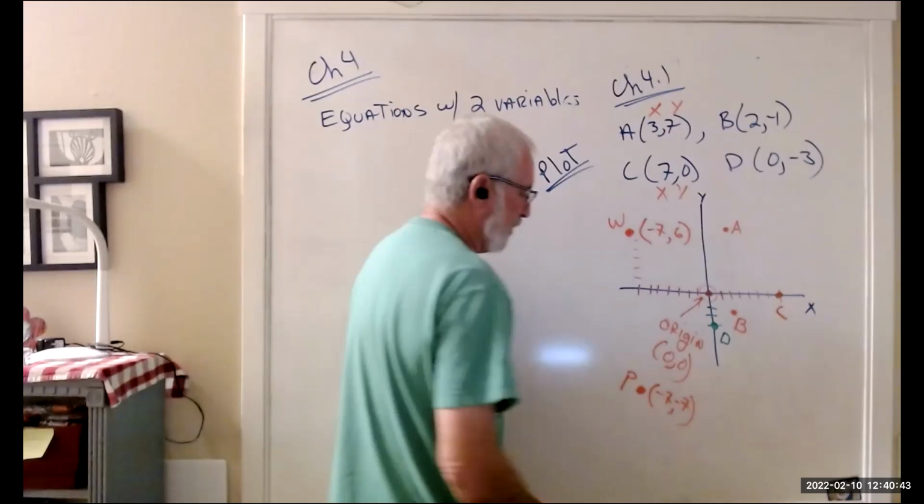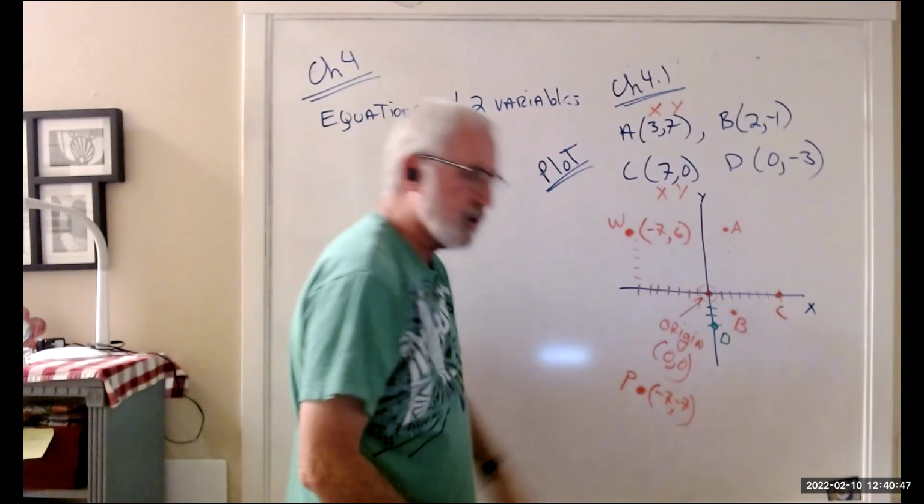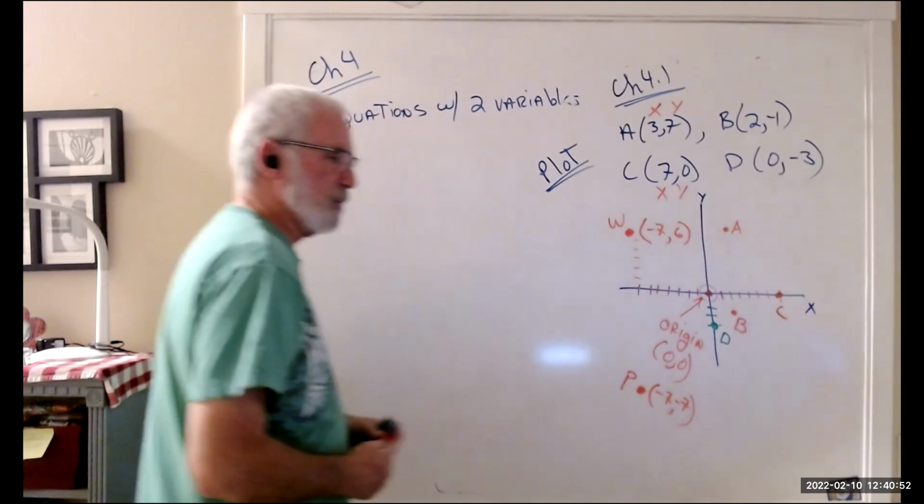-7, -7. Yeah, that seems fair to me. Back 7 on the X, down 7 on the Y. That seems good. Okay, so that's one of the things mom is going to do.